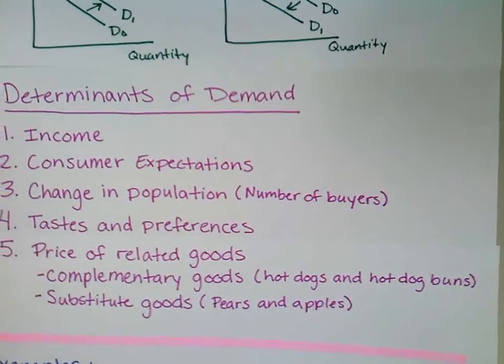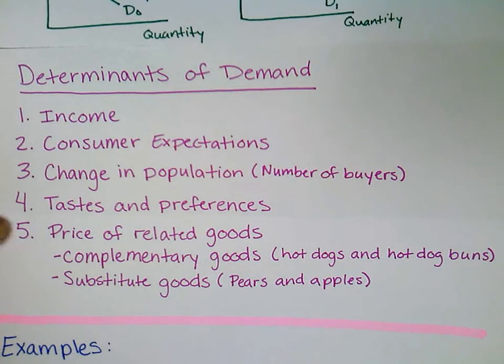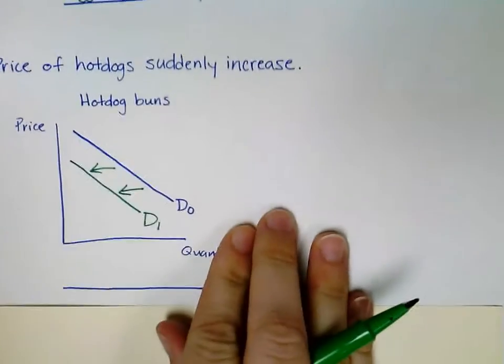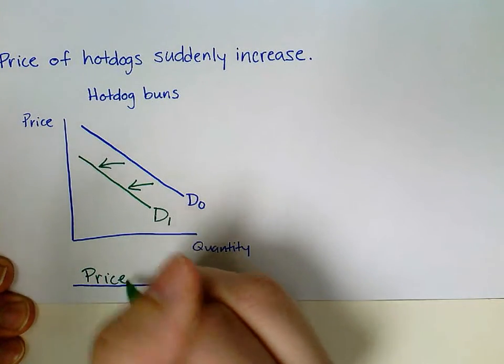And if you go back to the determinants of demand, that was price of related goods. So as my determinant, I can put price of related goods.